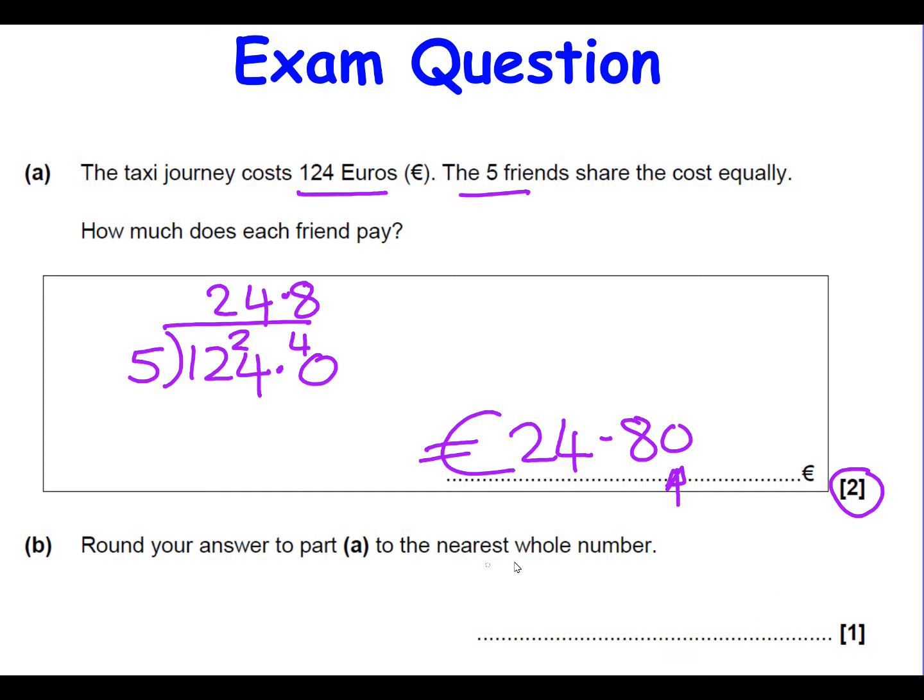Now it wants us to round to the nearest whole number. So we have 24.8, and the nearest whole number is this one here that we're interested in. To round it, no different from before, look at the next number along, and because it's an 8, we're going to round it up. So rounded to the nearest whole number is 25.